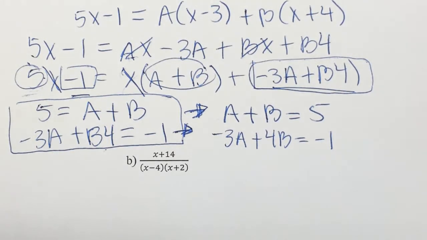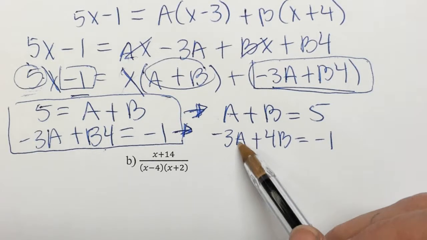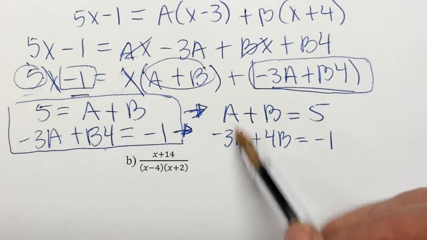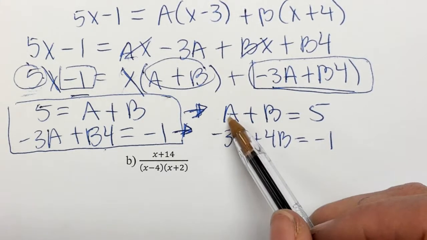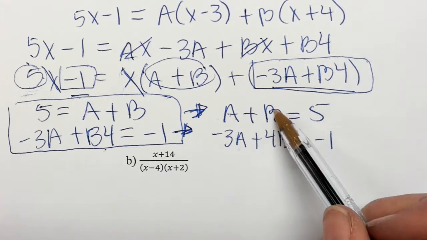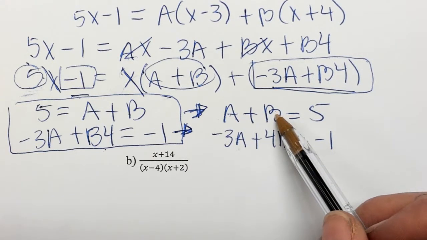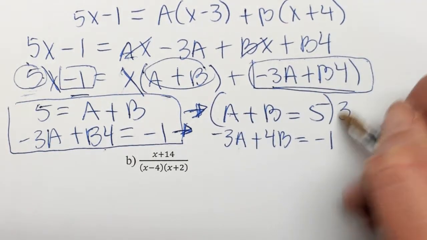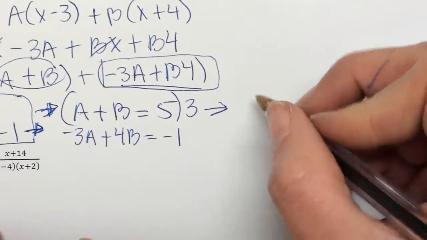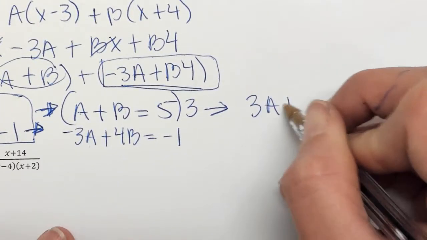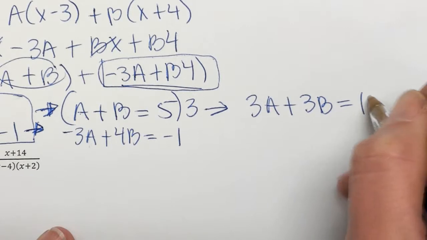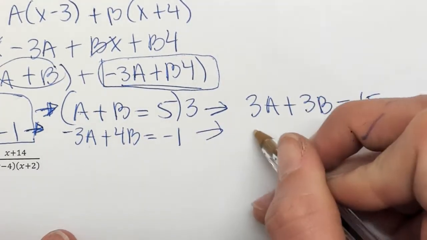Alright, do you want to do elimination or substitution? Elimination is a good choice. What do we need to multiply this by to cancel out the a's? Or we could multiply this by negative 4, right? Which one do you want to do? Alright, so this multiplied by 3 would be what? 3a plus 3b. Very good. Do I have to change this? Nope.